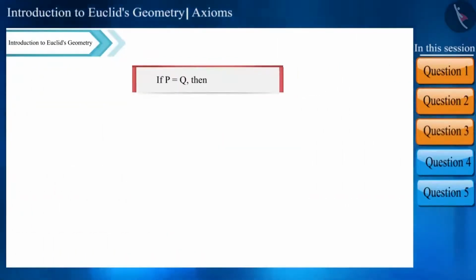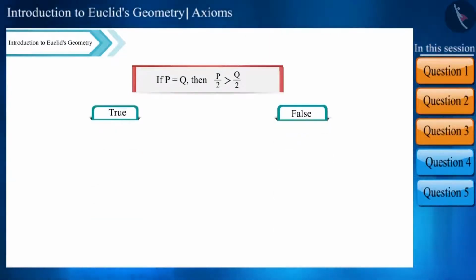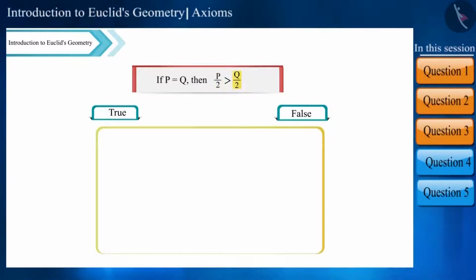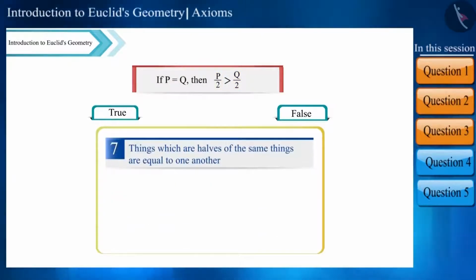Is the given statement true or false? If P is equal to Q, then half of P will be greater than half of Q. According to Euclid's seventh axiom, things which are halves of the same things are equal to one another. Here, P by 2 is equal to Q by 2, so this statement is false.